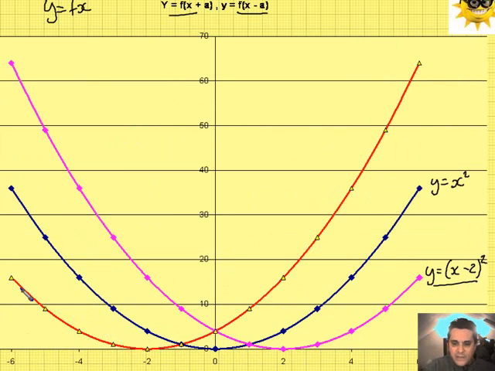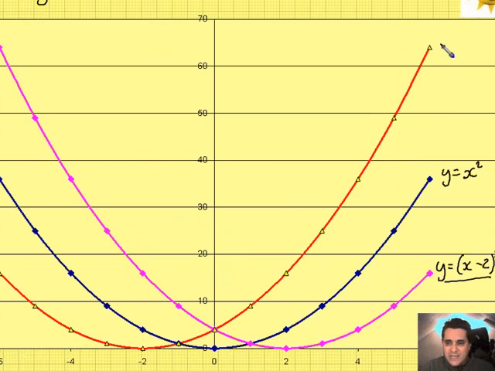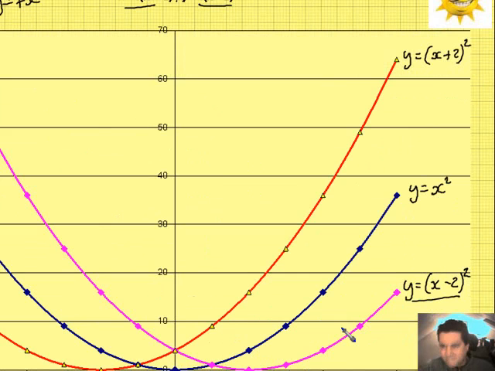In a similar way then, this red one, where it troughs at minus 2, 0, is actually the equation of y equals open bracket x plus 2, squared. Sorry, I didn't say squared then.